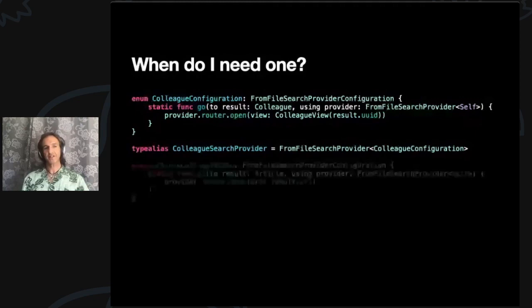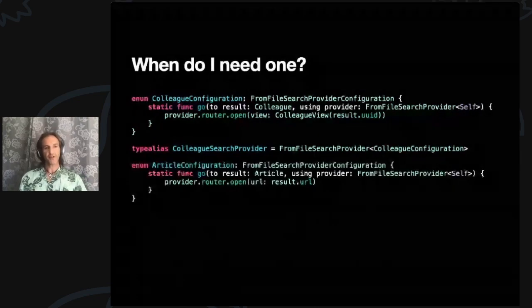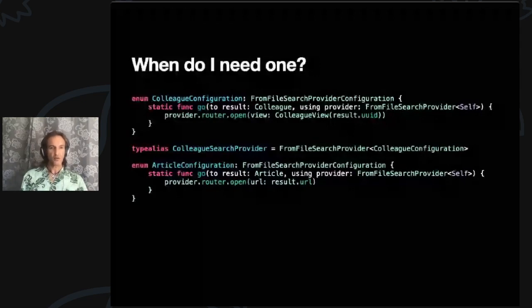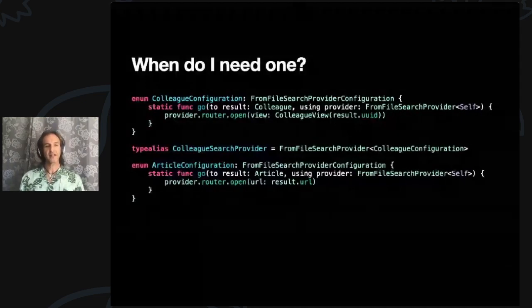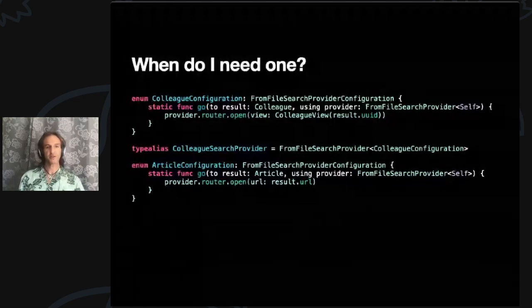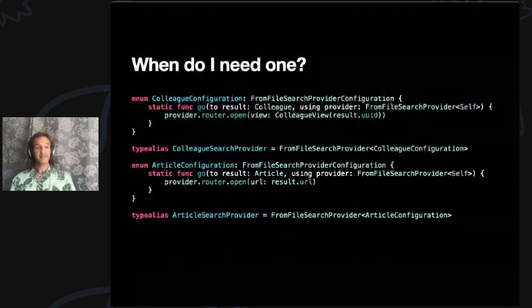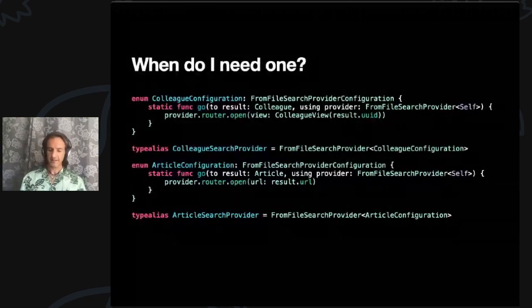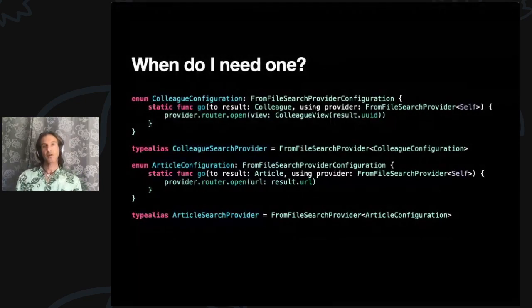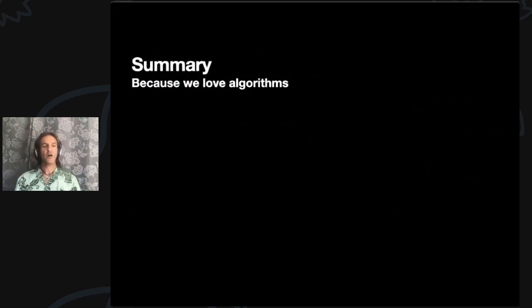Same for the article configuration. You can just implement that configuration again. Your goTo just looks like it would when we implemented it the first time. It opens in the right way using the URL. We already know that the result is an article. And again, you just create a type alias, and it works pretty well, right? You can just instantiate this again. So let's recap a little bit and look at how this looks. As you've seen, this looks like something that can be repeated.